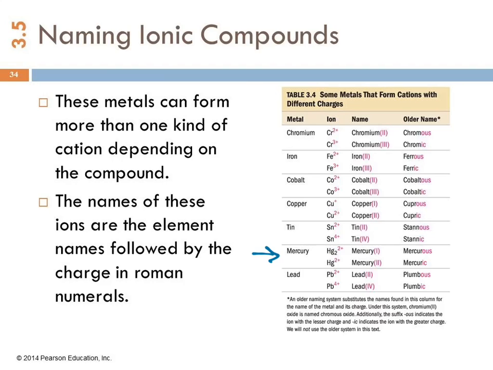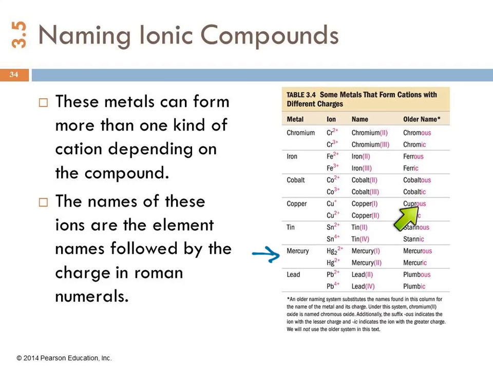These guys have different charges, and so their name has to tell us what the charge is. So we use Roman numerals. So the name of Cr2+ is chromium(II). The name of chromium 3+ is chromium(III). So we specify the charge using Roman numerals. And just in case you forgot, this IV, that's 1 before 5. V is 5. 1 before 5 is 4. And that's about as high as they generally go.